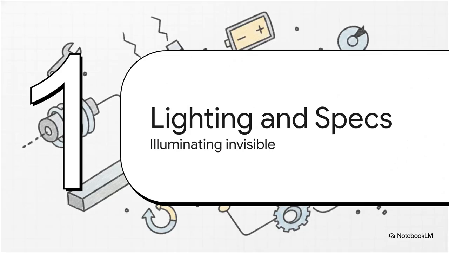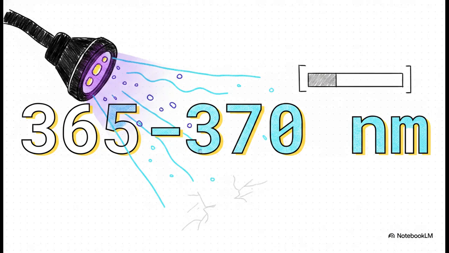Which brings us to Section 3, Essential Lighting and Specs, Illuminating the Invisible. This domain is packed with strict numerical thresholds that you have to know cold. When you're doing fluorescent testing, the specific wavelength of your light source is heavily regulated. Your UVA LED lamps have to produce a peak wavelength exactly between 365 and 370 nanometers. They chose this very specific range because it perfectly excites the fluorescent dyes in your particles without bleeding over into harmful or just plain ineffective spectrums.